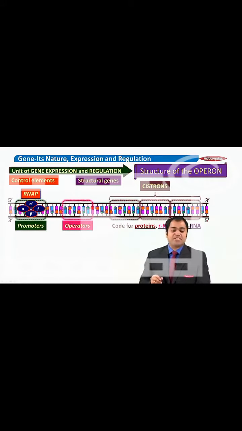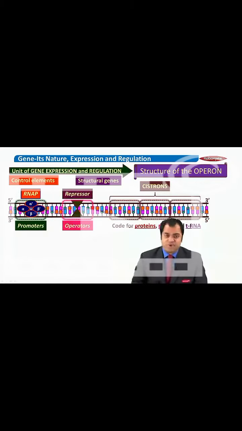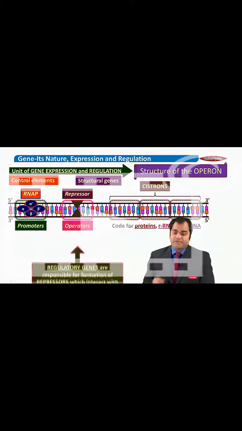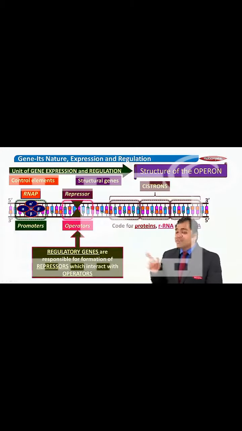What happens at the operators? On the operators, you have basically another type of protein that bind, and these proteins are called as repressor proteins. Remember, very importantly, regulatory genes are the ones that are responsible for the formation of repressors, which then interact with the operators. And we will see that in the next module how it really happens.